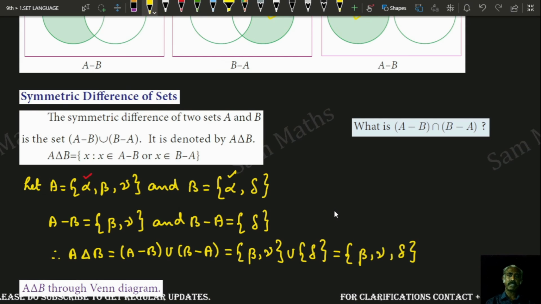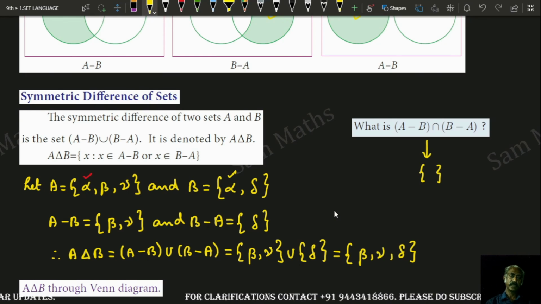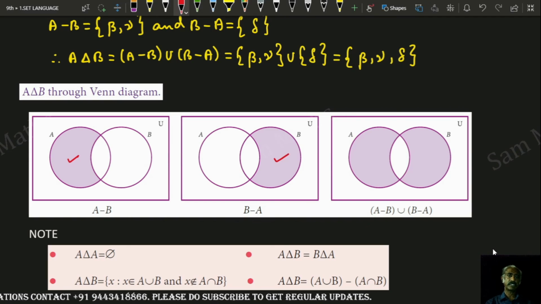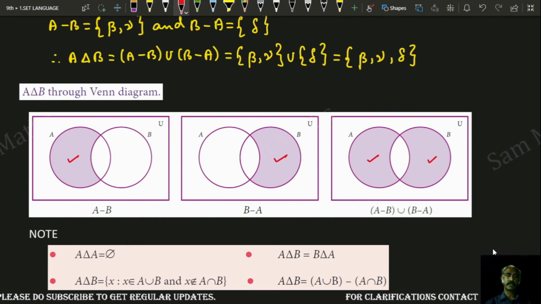Now, what is A minus B intersection B minus A? Already I said it's a null set. Okay, children? Now we can discuss A symmetric B through Venn diagram. First, we have to find out A minus B. This is this shaded portion. Then B minus A, this shaded portion. Now you have to take union of the first two diagrams. So you are getting this part and this part together. This is A symmetric B. Clear, children?